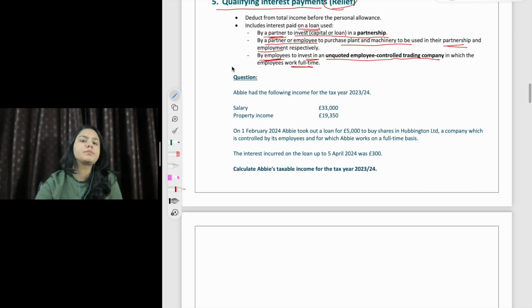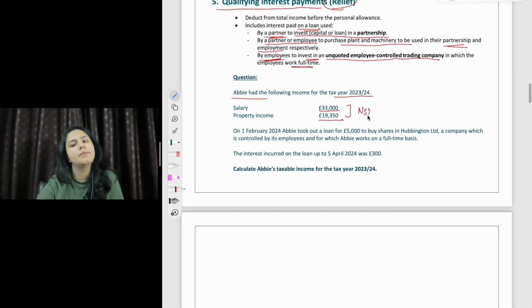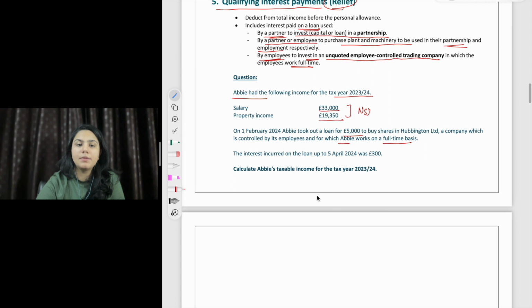Okay, now let's do a question. Abby had the following income for the tax year 2023-24. Salary is 33,000 and property income is 19,350. Both are non-savings income. On 1st February 2024, Abby took a loan of 5,000 to buy shares from Havik Limited, a company which is controlled by its employees and for which Abby works full-time. This is a loan for a qualifying purpose, so interest can be subtracted as a relief. The interest incurred on the loan up to 5th April was £300. We have to calculate Abby's taxable income.